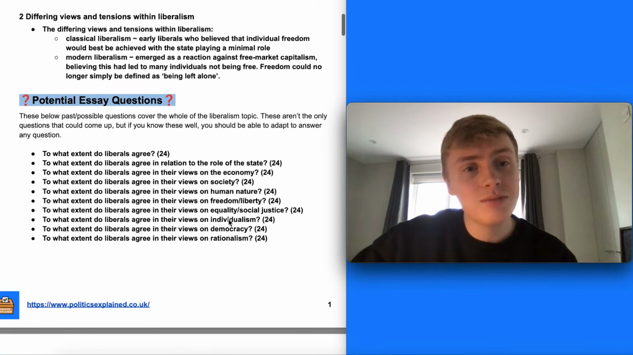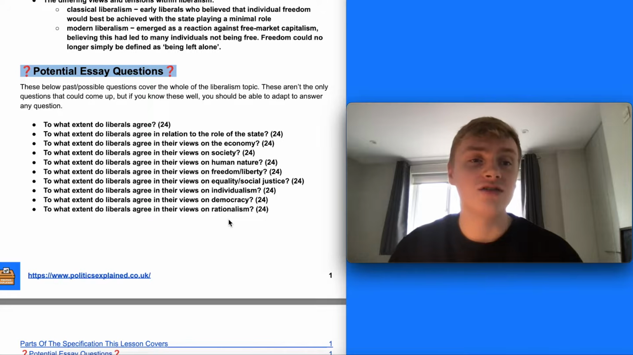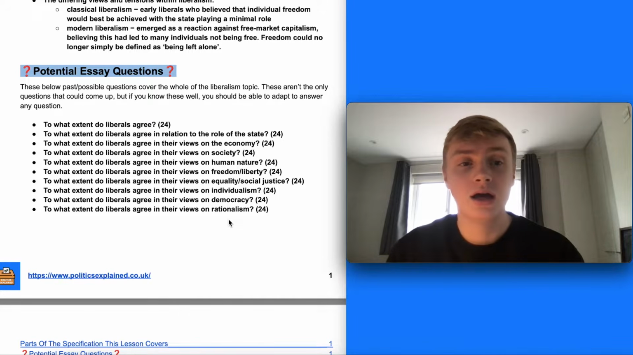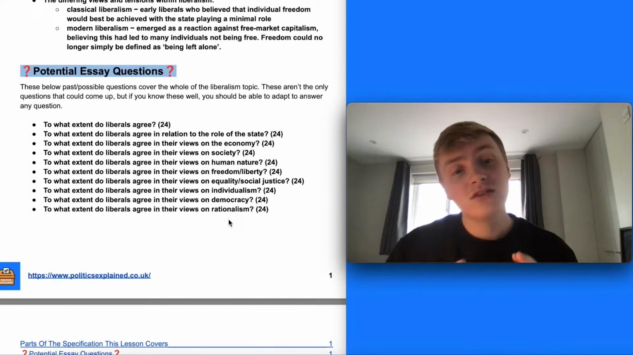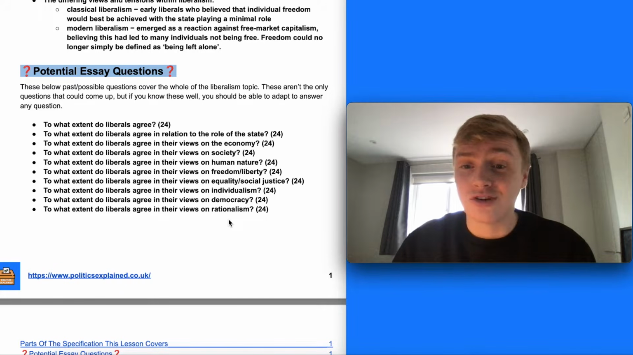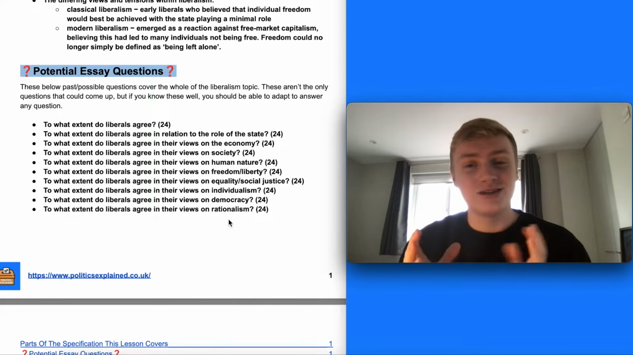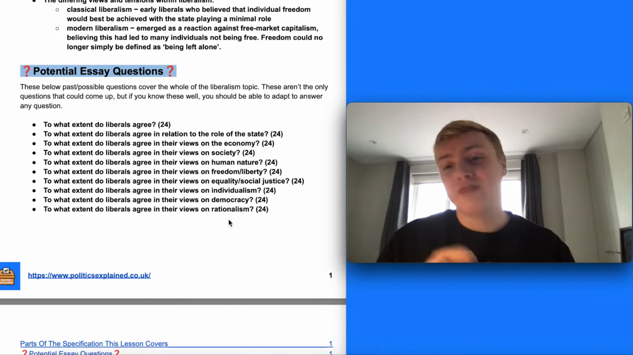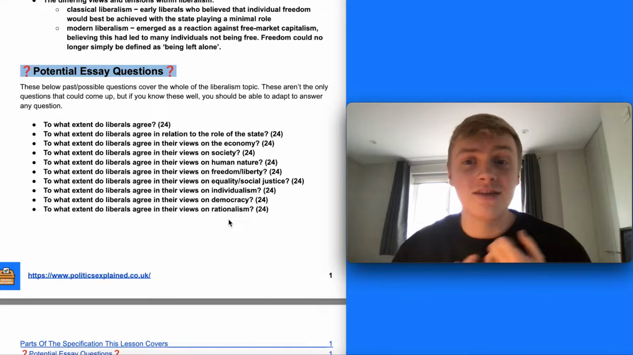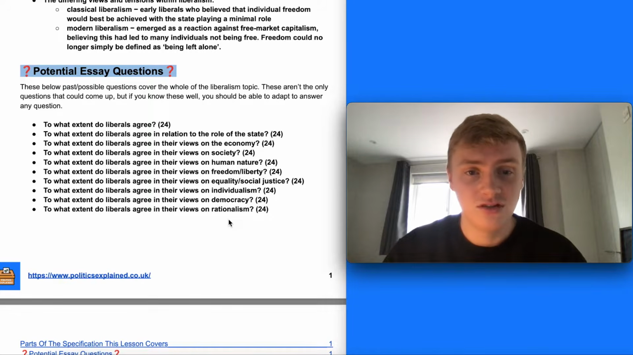In terms of the key potential essay questions you can get asked, and this is in relation to the liberalism topic as a whole, the first key one you can get is to what extent do liberals agree, or something like to what extent do modern and classical liberals agree. Luckily with liberalism, because there's only two strands, there's not lots of variations of that question in the same way that there are for conservatism and socialism.